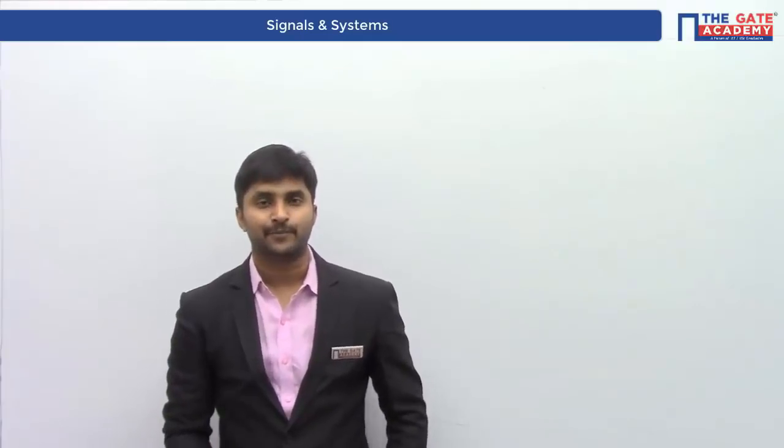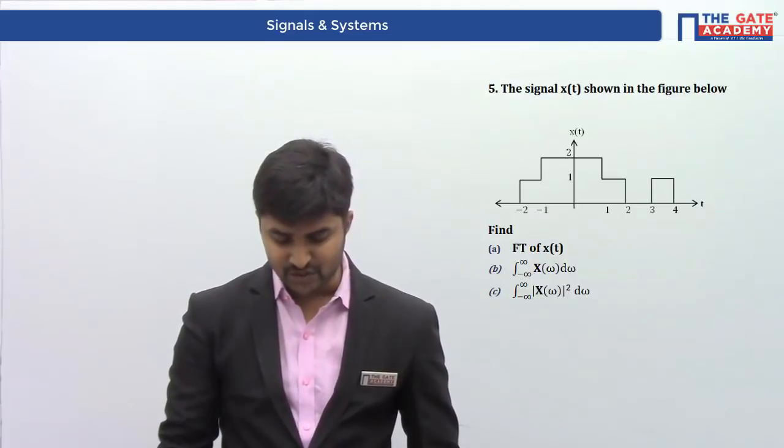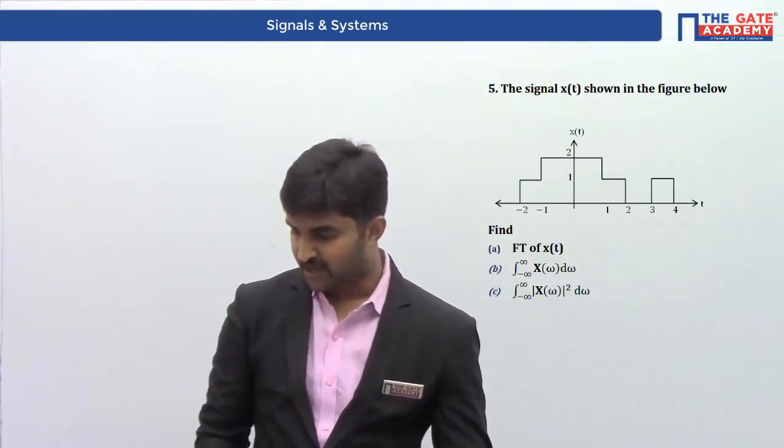So the next question is based on the Fourier transform, and the Fourier transform and Fourier series are the most important part of the whole signals and systems. So here we are going to do a problem on the Fourier transform. For the signal x of t shown in the figure below, let me draw the figure.